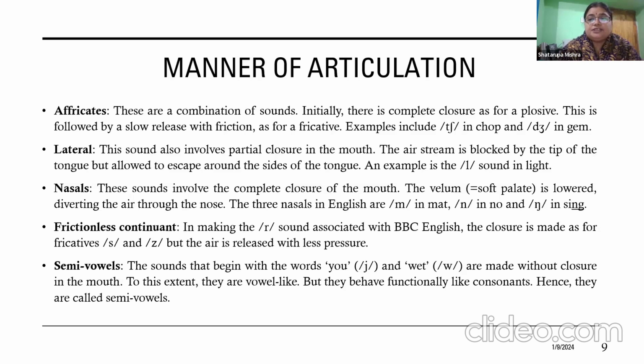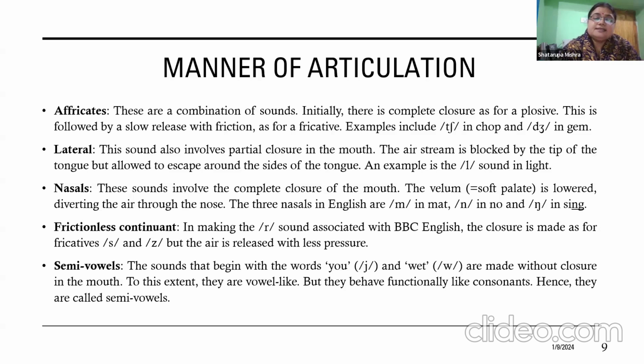Then frictionless continuant. Again, we have just one frictionless continuant, and that is the R sound, denoted by the letter R. In making the R sound associated with BBC English, the closure is made as for the fricatives S and Z, but the air is released with less pressure. R. All right. So that is a frictionless continuant.